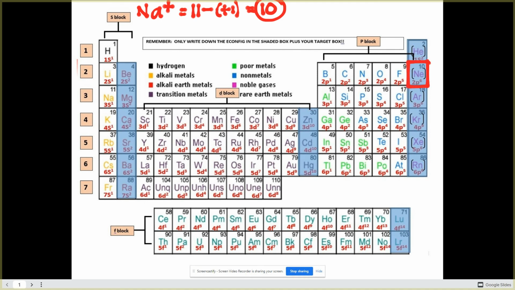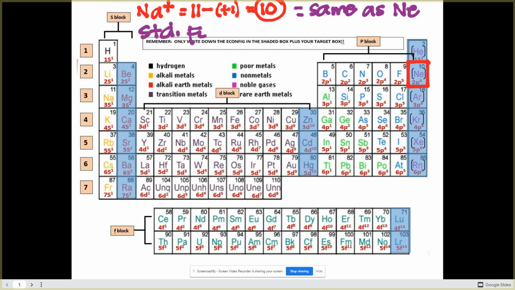Do y'all see it? So again, it's that box right there. Our target box is that box right there. Which means this is actually the same as Ne. So don't forget, this is the same electron configuration as neon. All right, and then let's do the standard form.